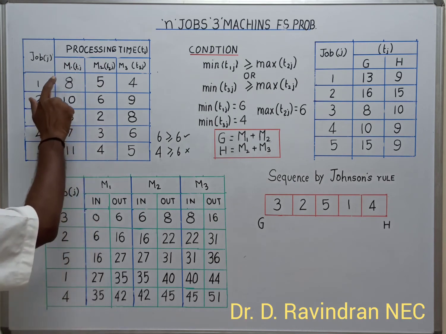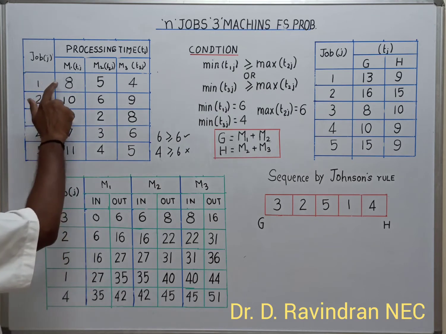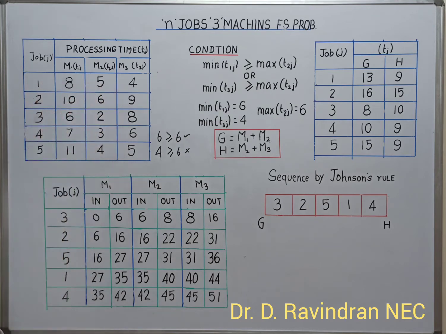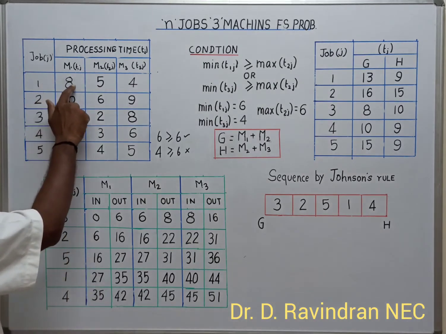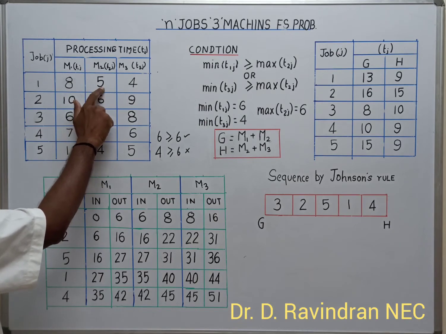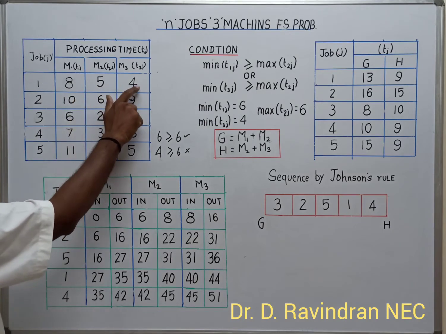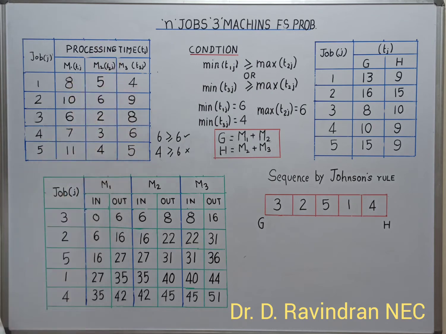Here there are 3 machines available for processing 5 jobs. Each job has different processing time on each machine. For example, job number 1 has 8 units of processing time in machine 1, 5 units of processing time in machine 2, 4 units of processing time in machine 3. Similarly, the 5 jobs' processing times on different machines are given.